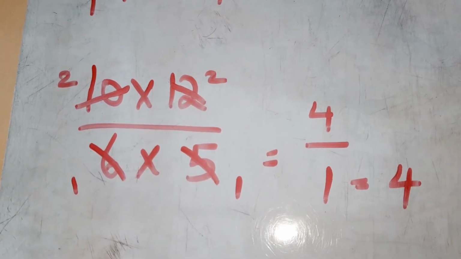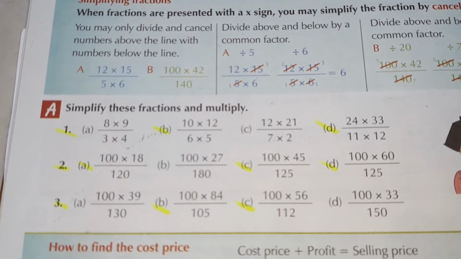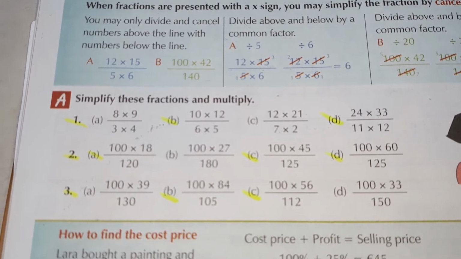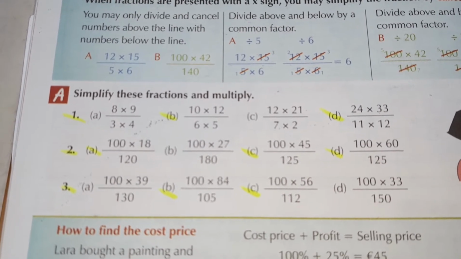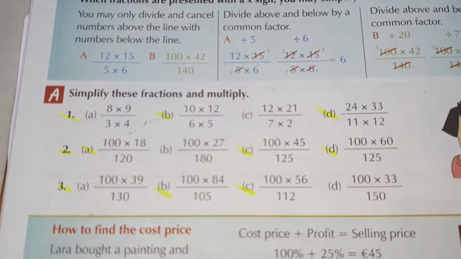The others are all done the same way, so I'll give you the answers for the rest of it. For 1D, you should have got 6 as well. 2A is 15, C is 36, D is 48, 3B is 80, and C is 50.